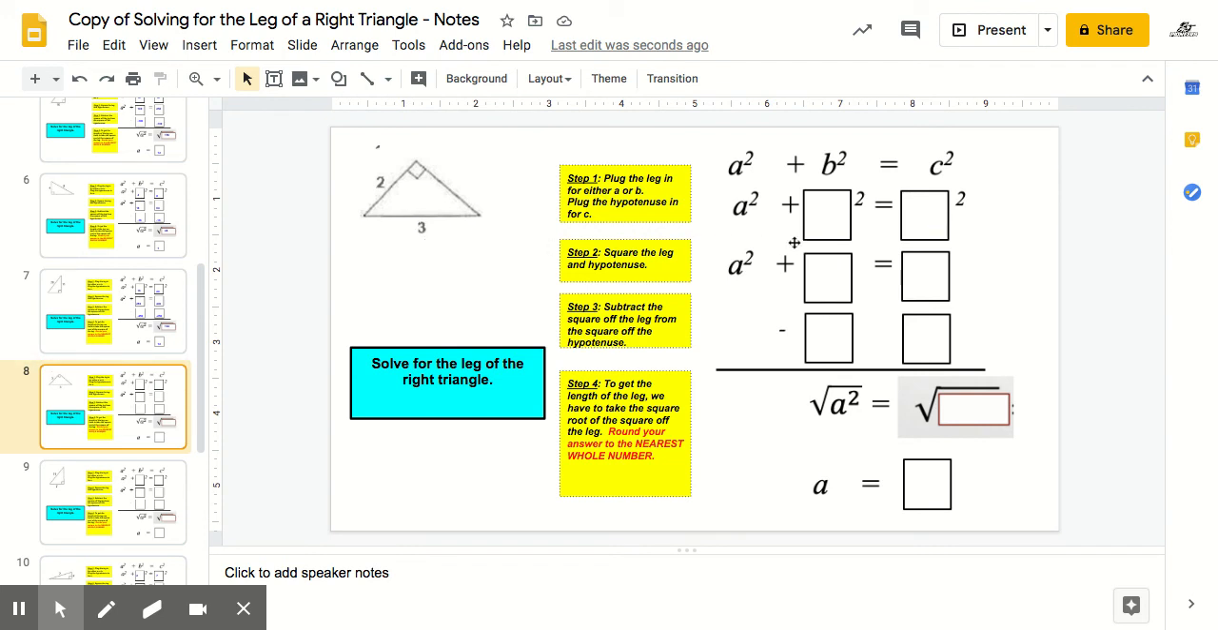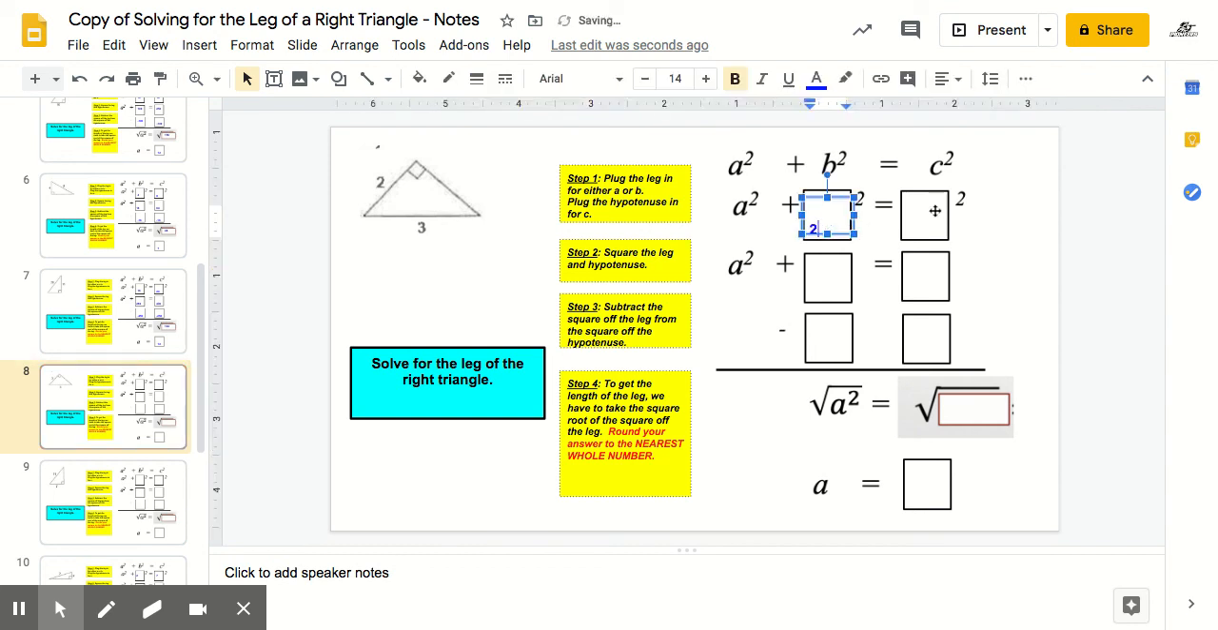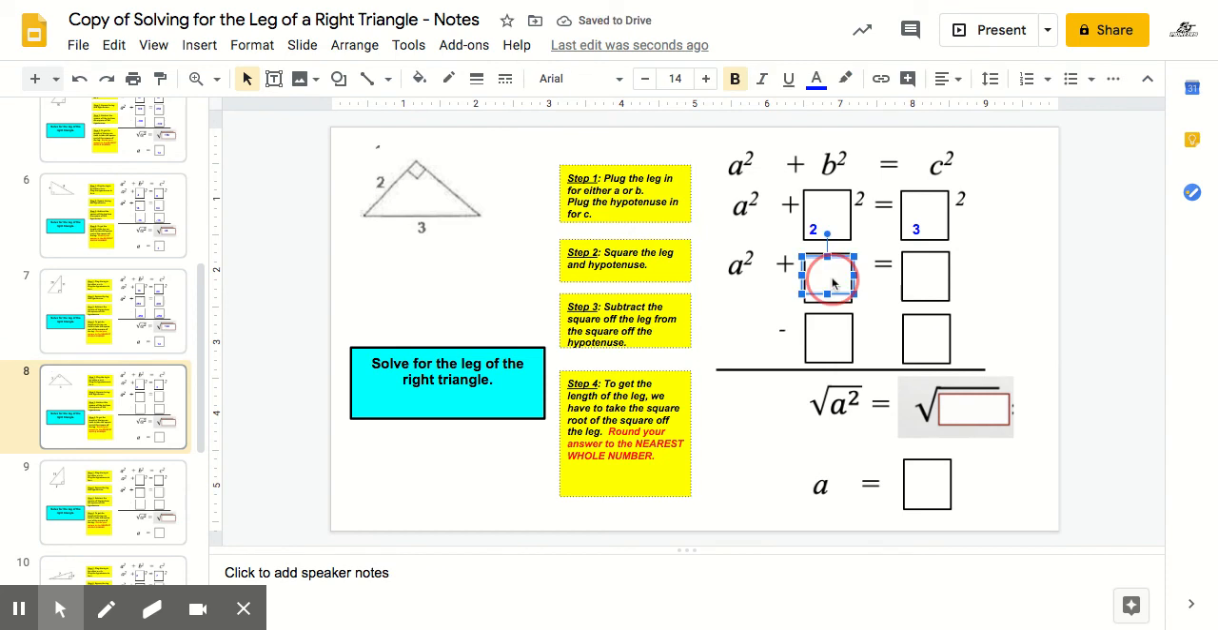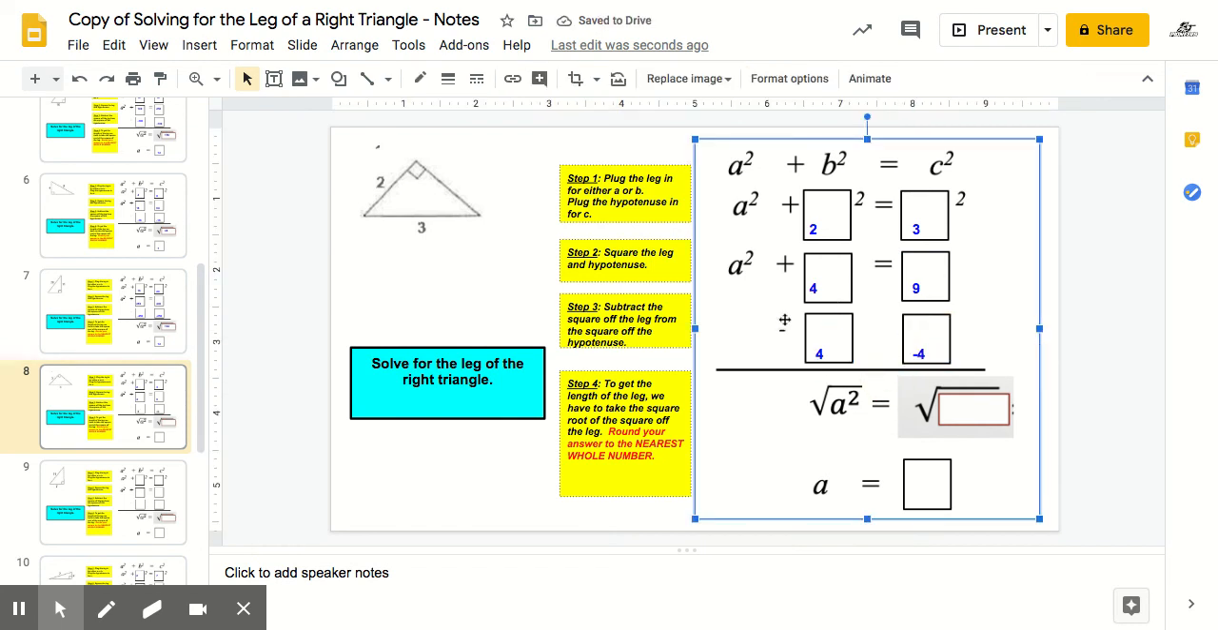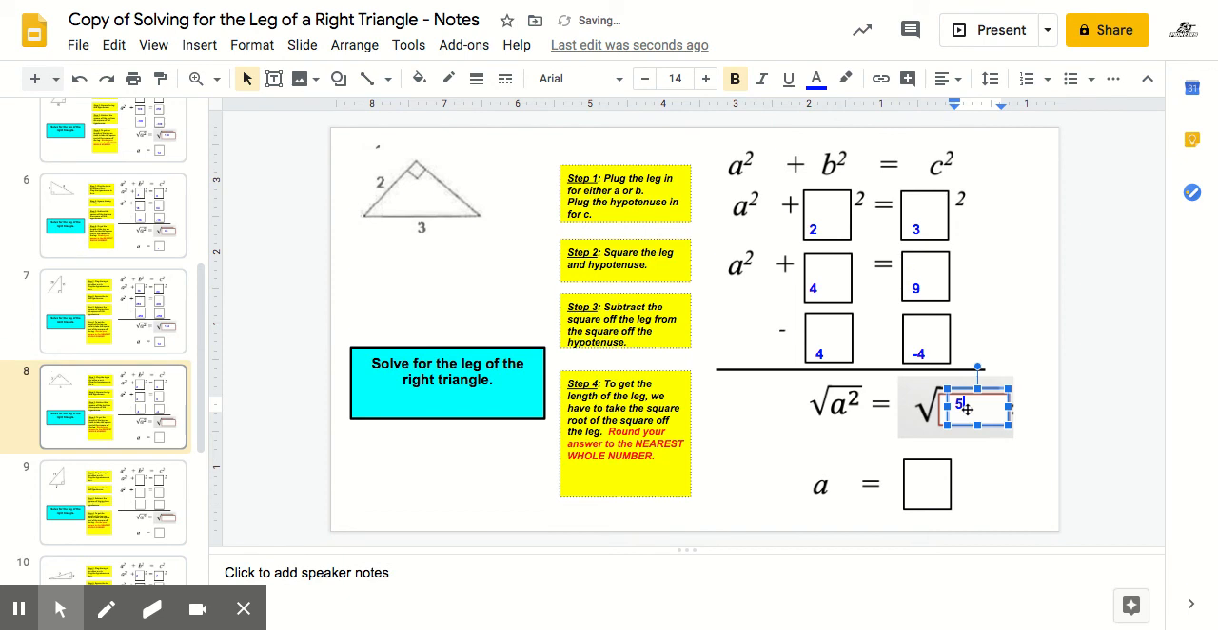Okay, so I know my leg, which we're going to call b, is equal to 2, and my hypotenuse is 3. Okay, now I'm going to square this. 2 squared is equal to 4, and 3 squared is equal to 9. I'm going to subtract 4 on both sides of my equation. Bring down the a squared. Your 4 is going to cancel. 9 minus 4 is equal to 5.